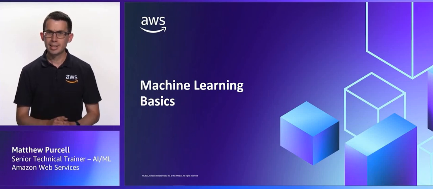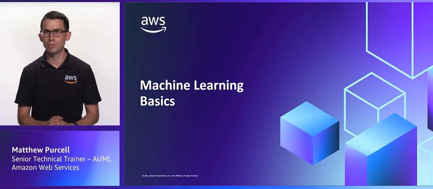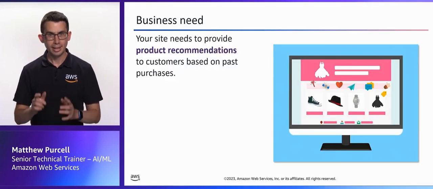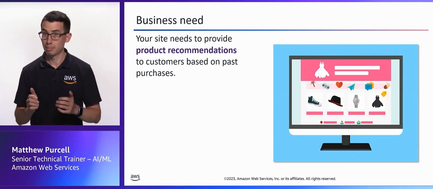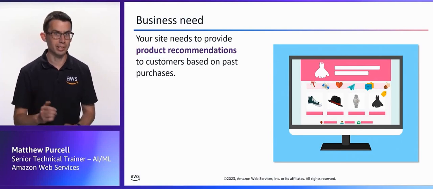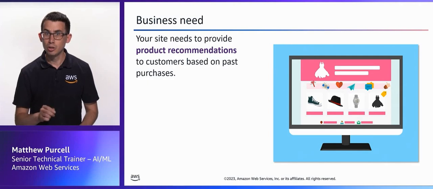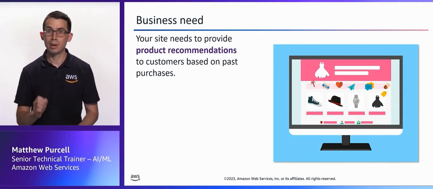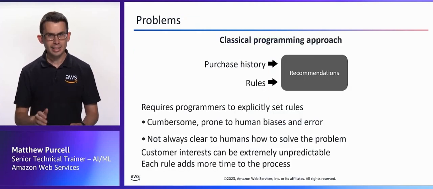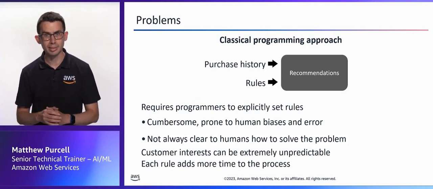We'll begin by taking a look at how machine learning can be used to address common situations more effectively than traditional programming approaches. Let's take a common use case, product recommendations on a shopping site. Let's say you've been tasked with creating the back-end application that will provide product recommendations to customers based on their past purchases. Classical programming is traditionally how these needs were handled in the past.